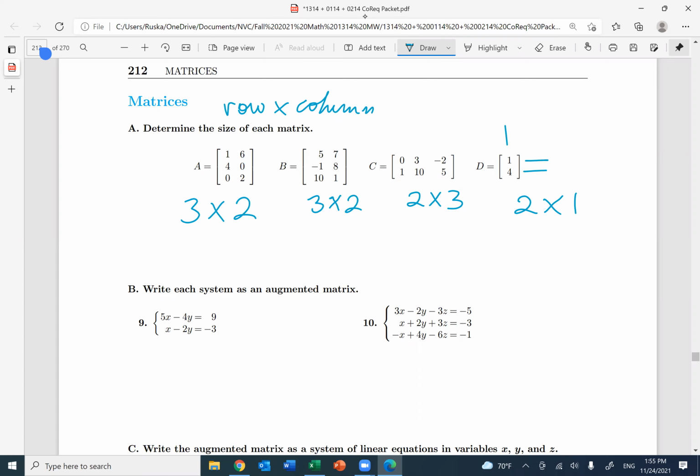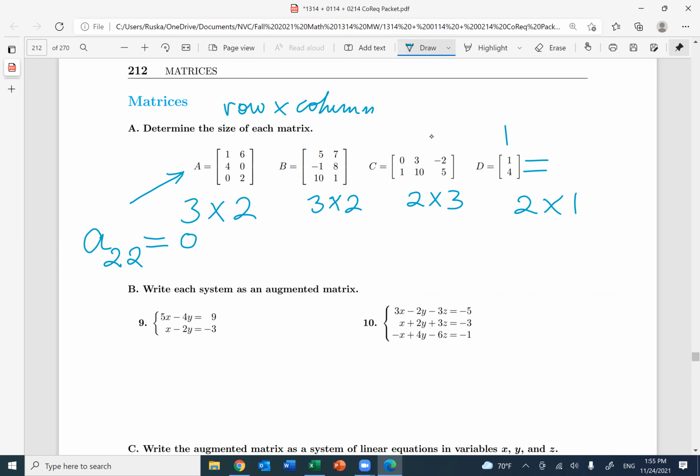Okay, that's it. Let me ask you something. Let's look at the matrix A. Can you tell me what is the element 2, 2? The element 2, 2 is in the second row and second column. What is the number there? Can you tell me? In the matrix A, what is element 2, 2? That's right. Good job. It's a 0.